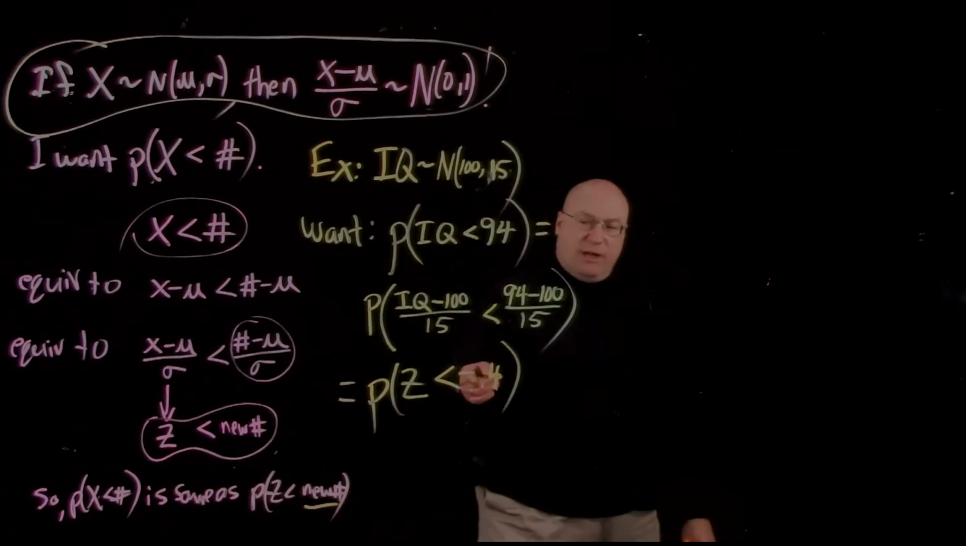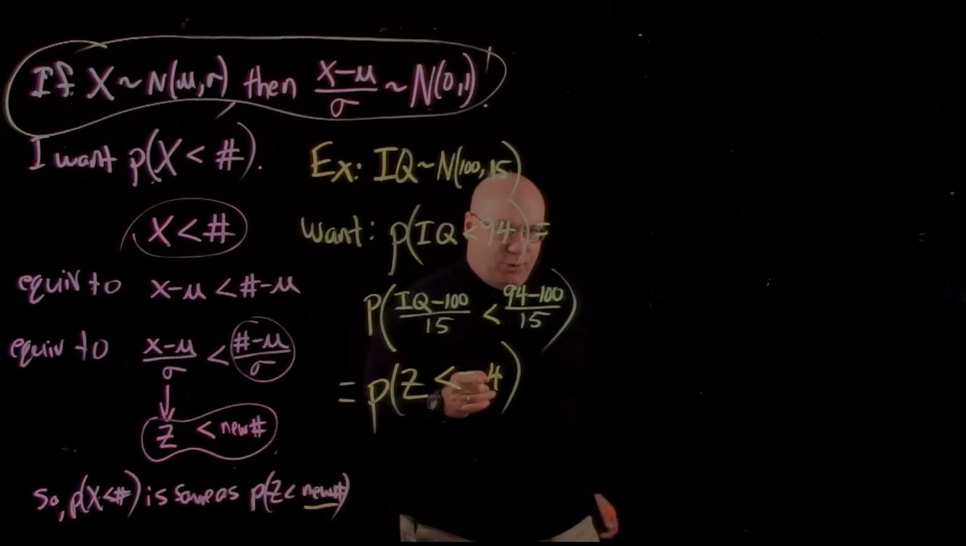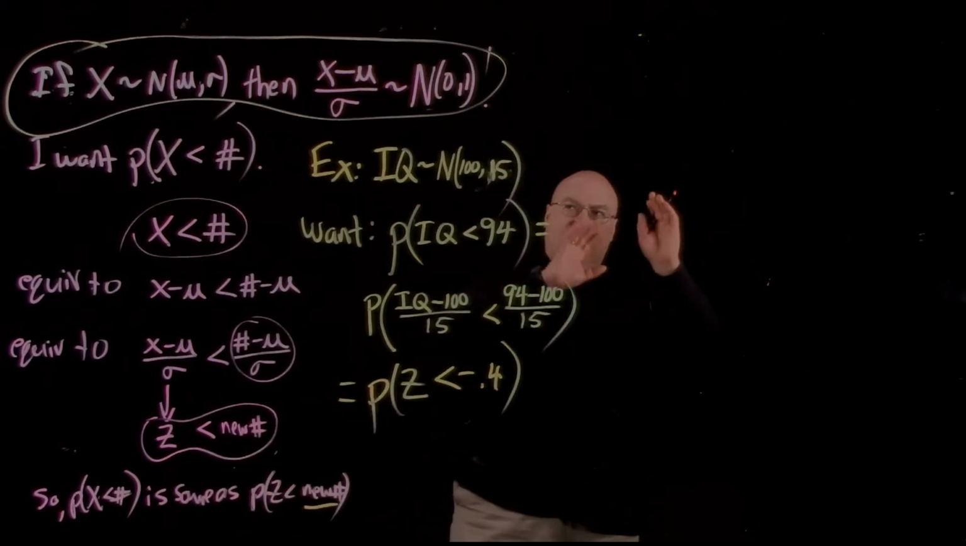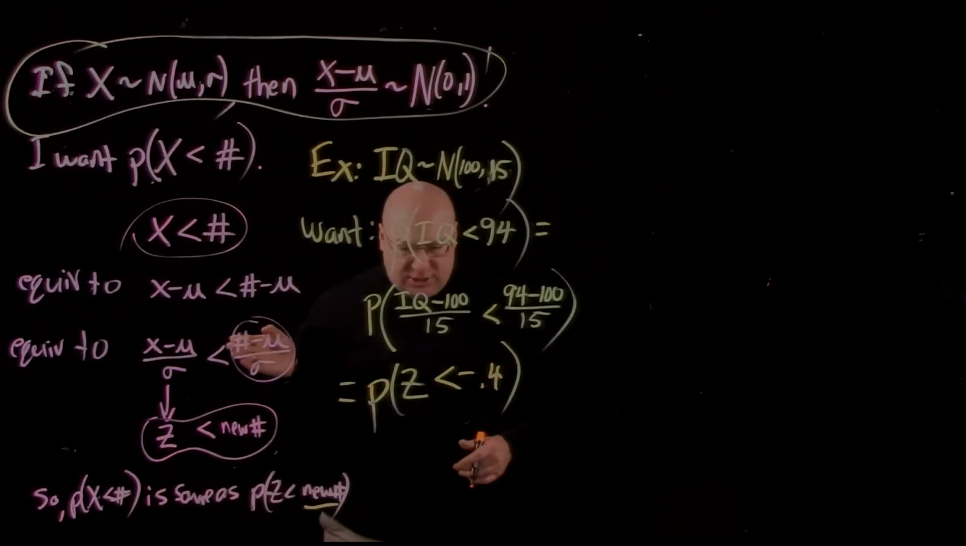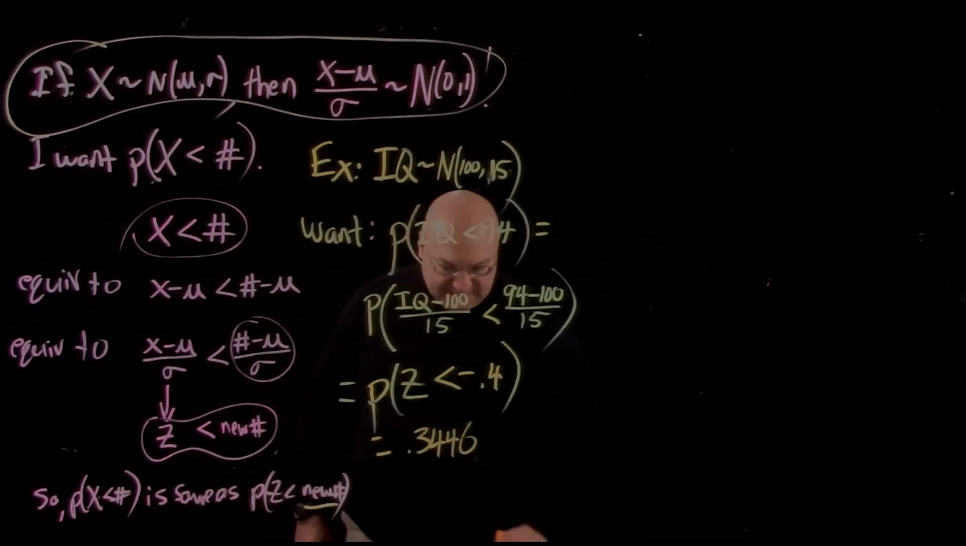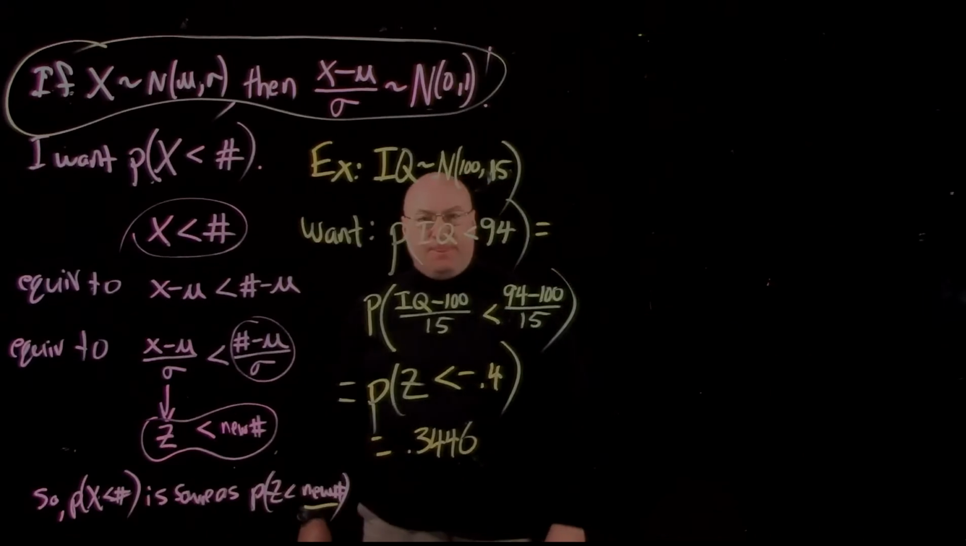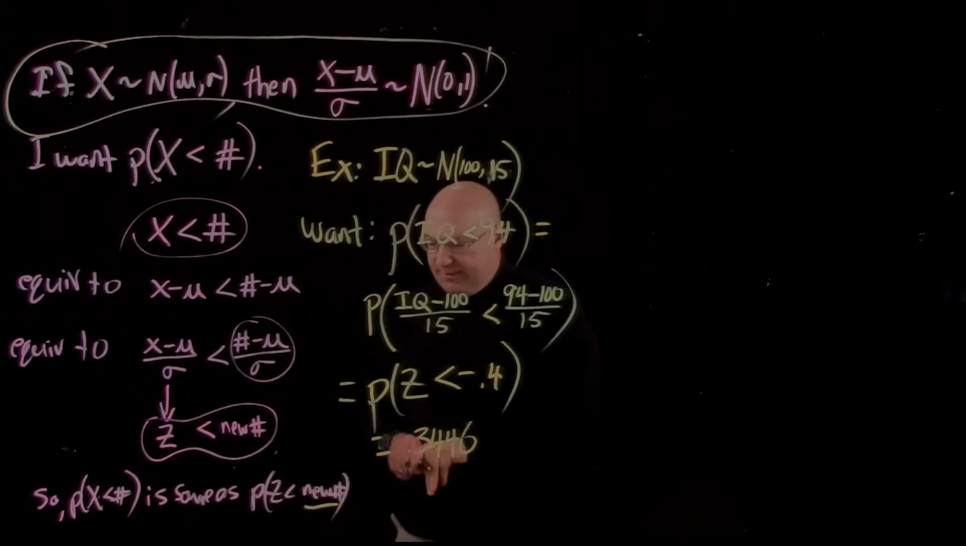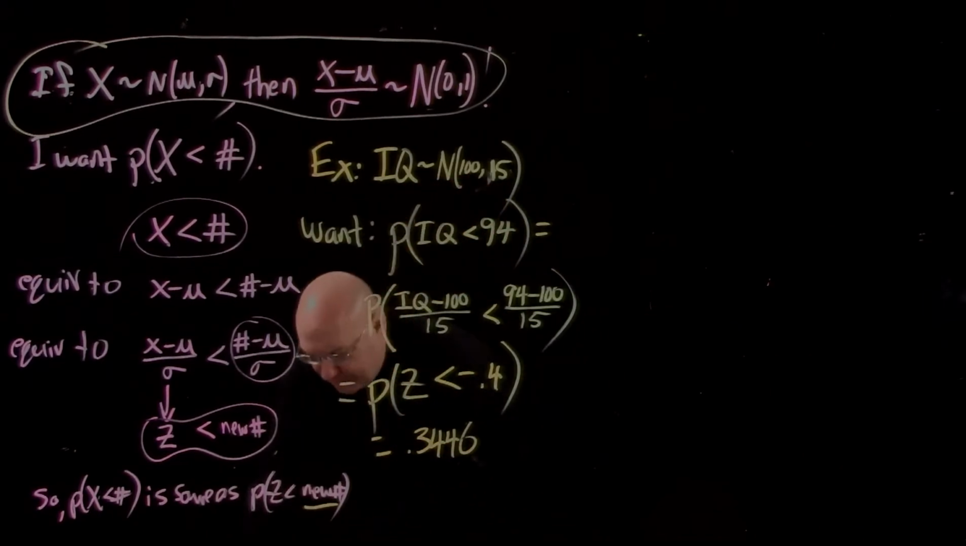Look at that. I'm looking for the probability that z is less than negative 0.4, and I know how to do this. I'm not going to put the chart up and go through it. You can do it. It turns out to be 0.3446. Yeah, okay, terrific.